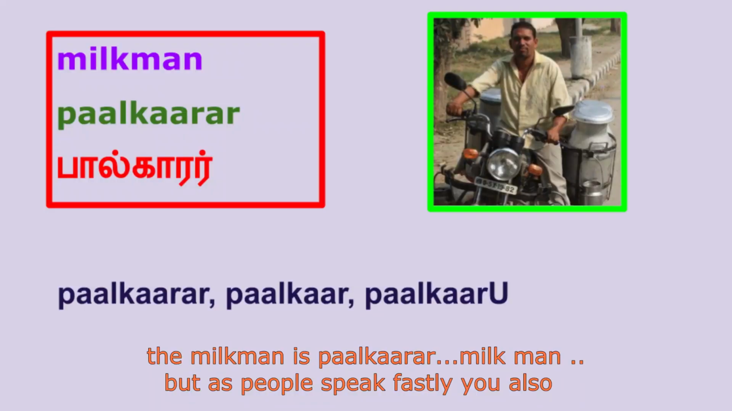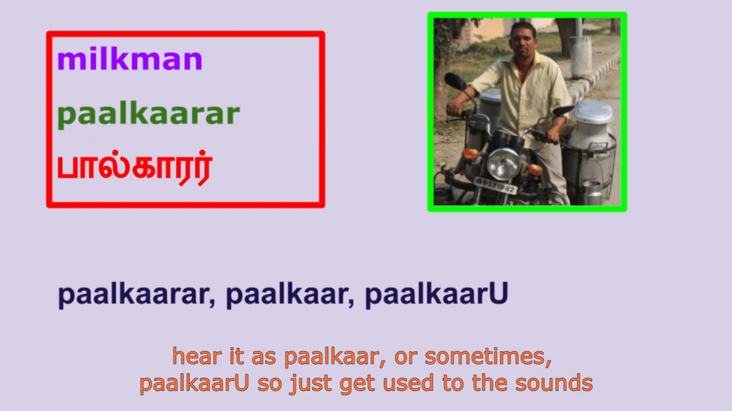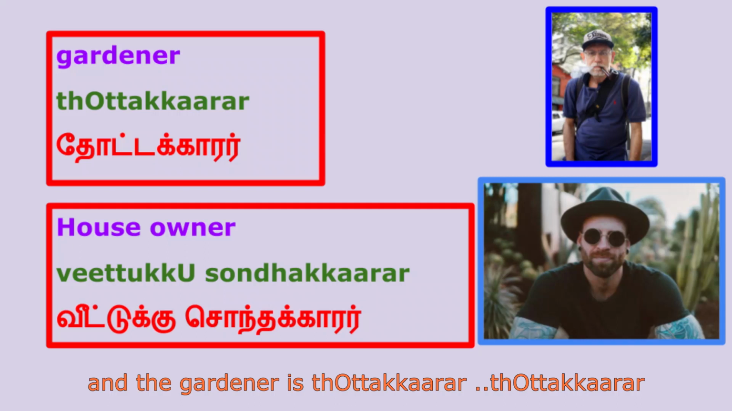Milkman is palkarar. But as people speak fastly, you also hear it as palkar or sometimes palkaru. So you just get used to the sounds. And the gardener is totakarar.